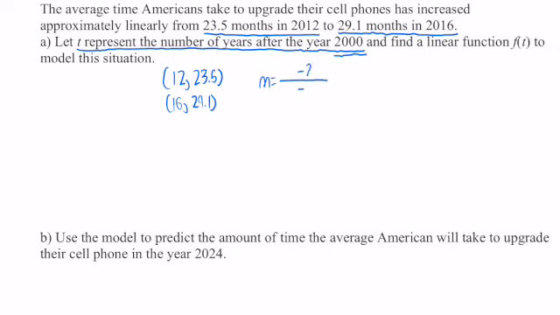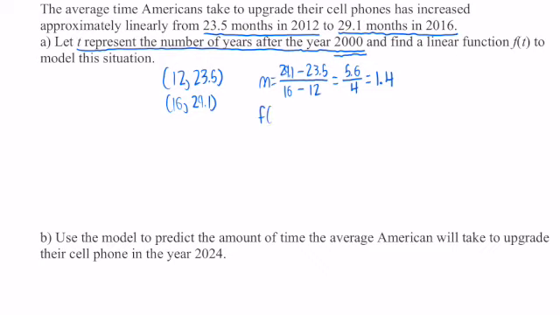We take our second function value, which is 29.1, minus our first function value, which is 23.5, divided by our second x value, which is 16, minus our first x value, which is 12. When we calculate 29.1 minus 23.5, we have 5.6. When we calculate 16 minus 12, we have 4. 5.6 divided by 4, we have a slope of 1.4.